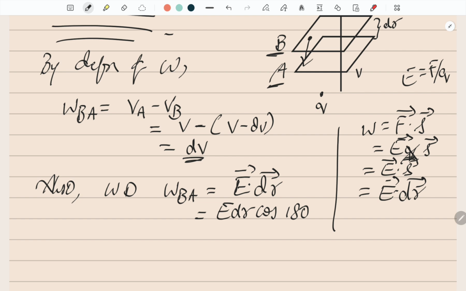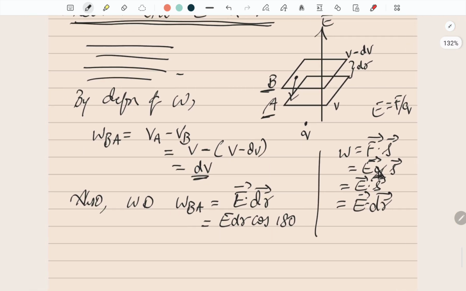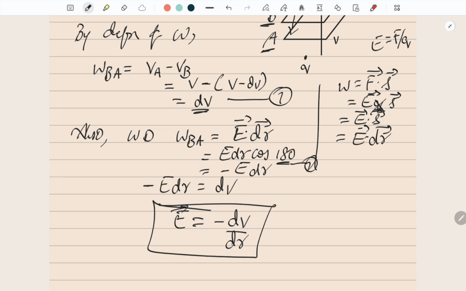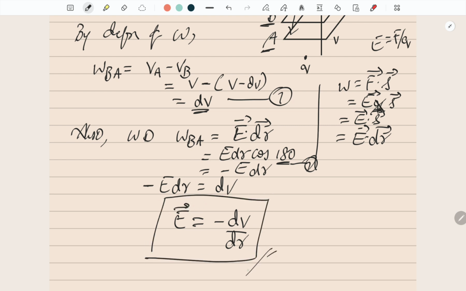Why? You can see the figure: E is upwards, and dr is moving downwards. We are moving the unit positive charge downwards, B to A. Electric field is from A to B, so the angle between E and dr is 180. So you get minus E dr over here. This is your first equation, this is your second. Comparing the two equations, you get minus E dr is equal to dV, with which you get E is equal to minus dV by dr, or dV by dx, whichever is in your textbook, you can take both of them. E is equal to minus dV by dr will be your final formula.